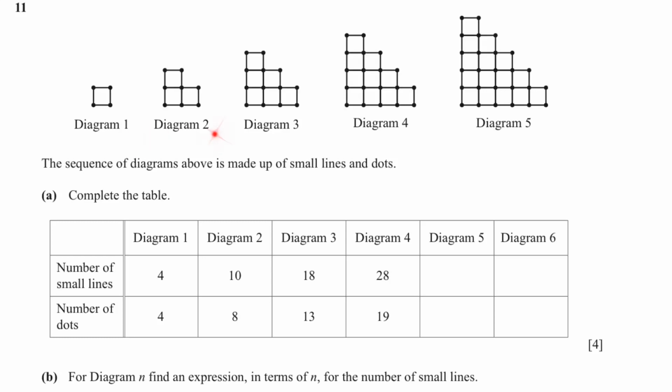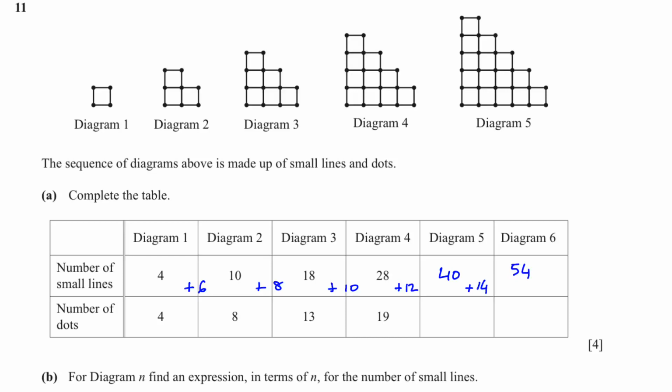Question number 11 is a sequence question, and we have been asked to complete this diagram. This is the number of small lines. We can see that 4 plus 6 gives us 10, and 10 plus 8 is 18. 18 plus 10, 28. 28 plus 12, 40. And now we'll add 2 again. So 12 plus 2 is 14. So 40 plus 14, 54.